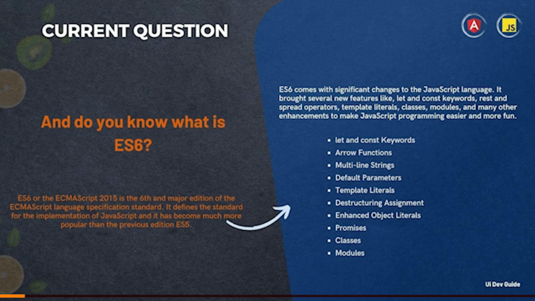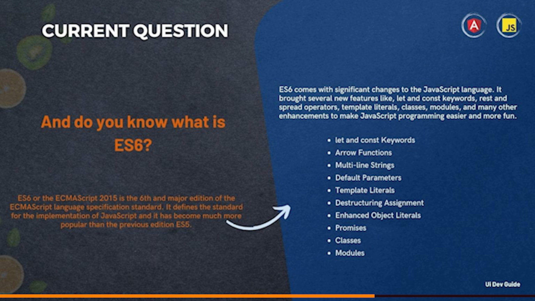And do you know what is ES6? ES6 is a version of JavaScript, and the developers added some new features in it, like arrow functions, the let and const keywords, and some other things. Any other thing you know about ES6? The spread operator and the rest operator, the three dots, were added.